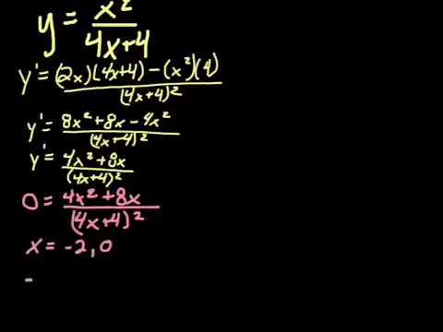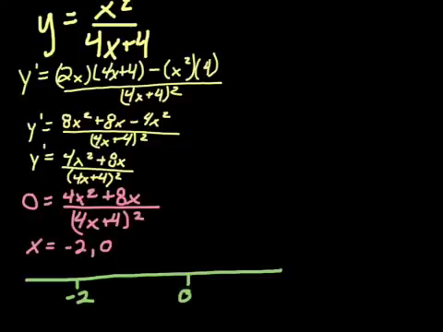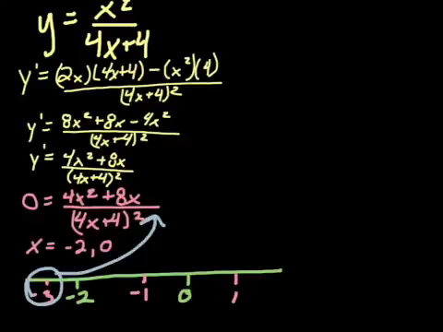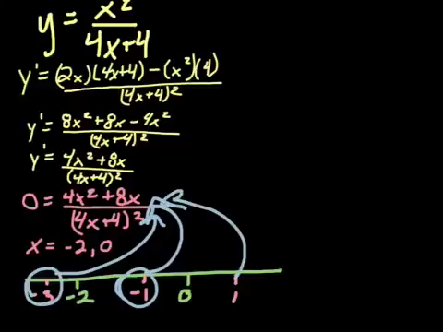We can plot it on a number line. So -2, 0. Then we'll choose numbers in between. So -1, 1, -3. Then same as before, we plug in this up here, this up here, and this up there.